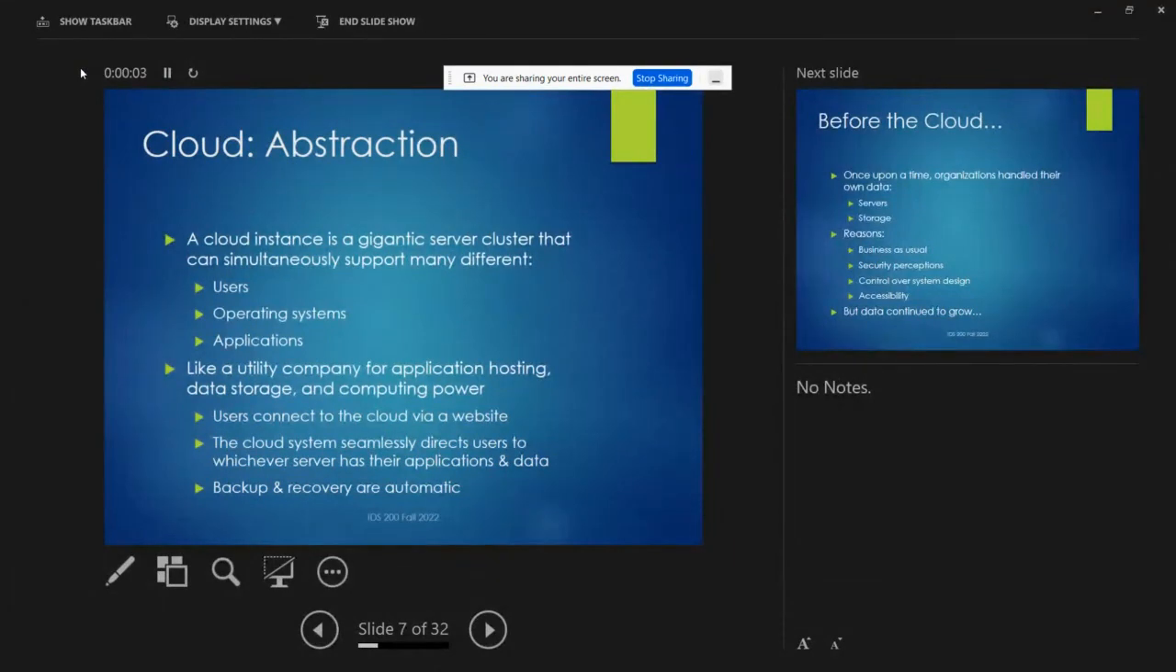Okay. So we did an image before of a cloud instance. A cloud instance is basically a gigantic cluster of servers, right? A whole bunch of servers designed to simultaneously support a bunch of different users, maybe run different operating systems, run a whole bunch of different applications on different machines. Essentially, it's like a utility company for all these computing tasks, right? Application hosting, data storage, computing power, number crunching internally, that sort of thing.